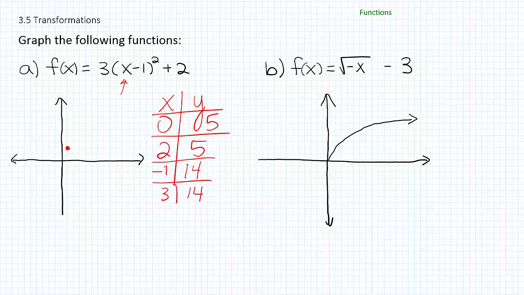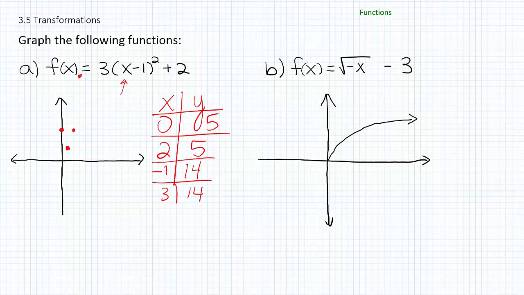So these are our points. If you do (0, 5), it'll be 0, and then 1, 2, 3, 4, 5. That's a point right there. If you do (2, 5), it'll be 1, 2, and then 1, 2, 3, 4, 5. And then if you go out to (3, 14), it's 1, 2, 3, and then all the way up to 14.